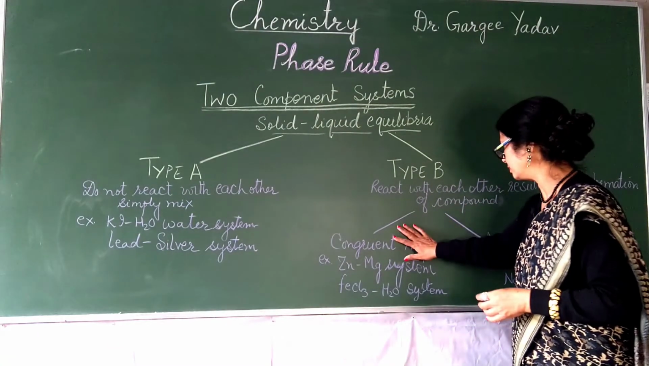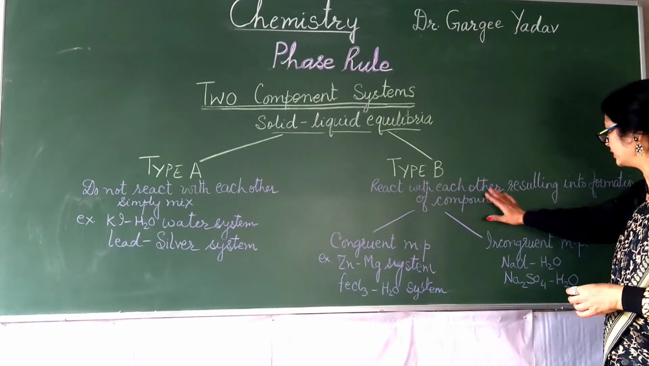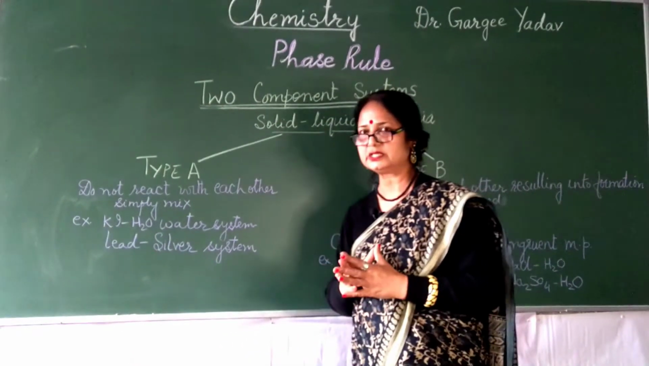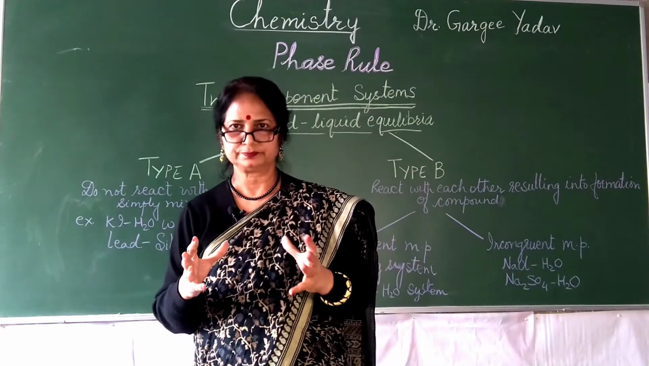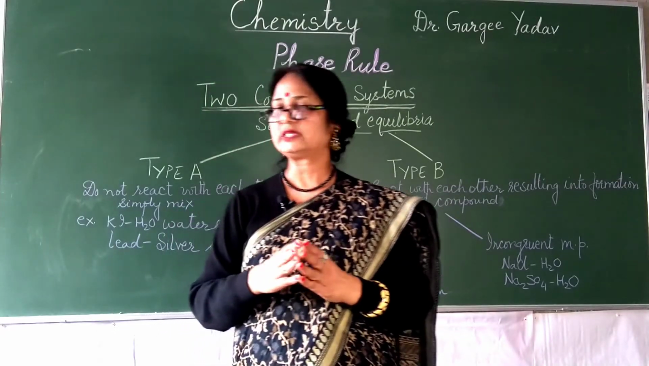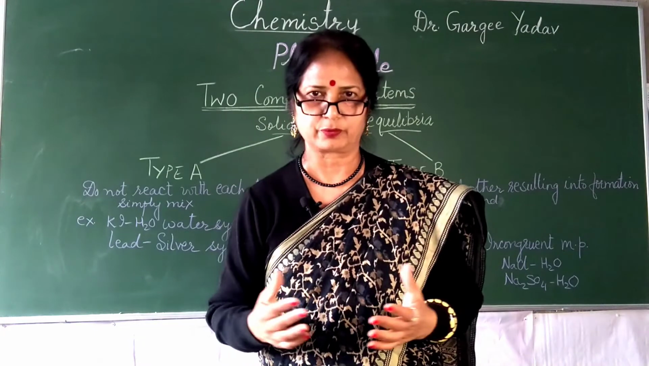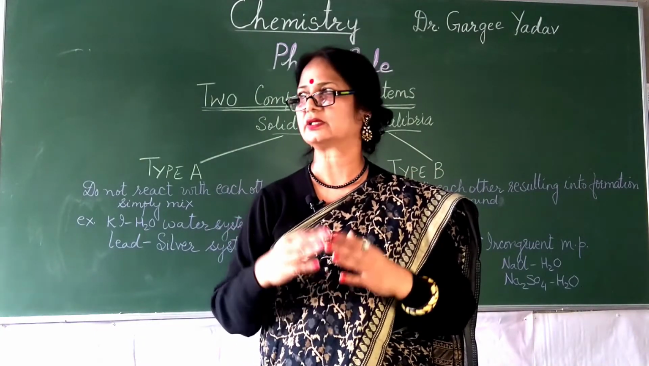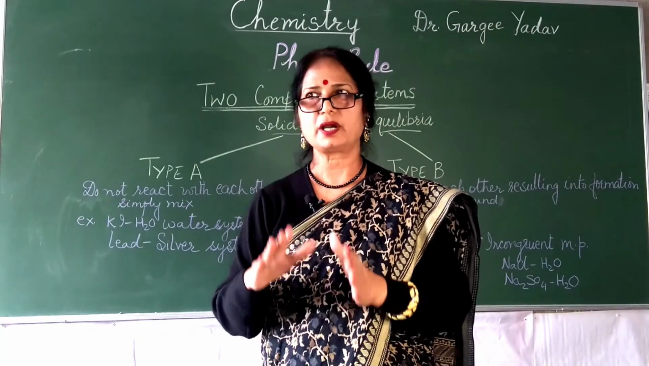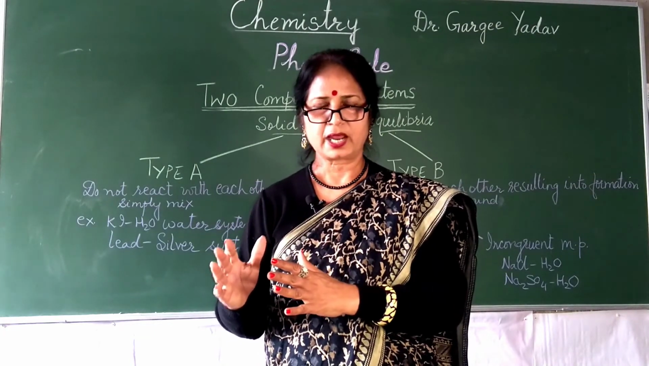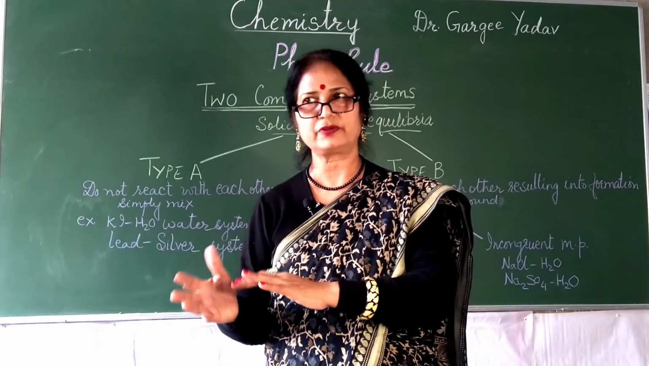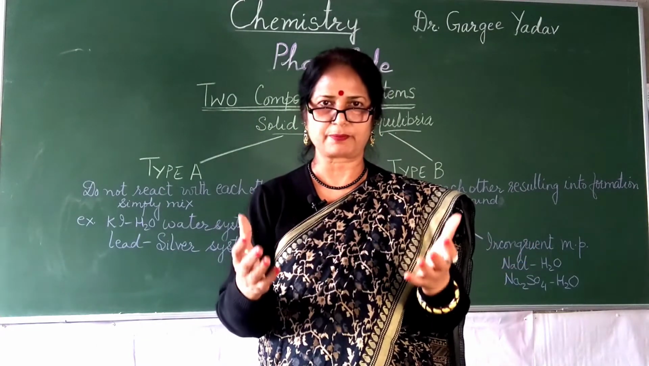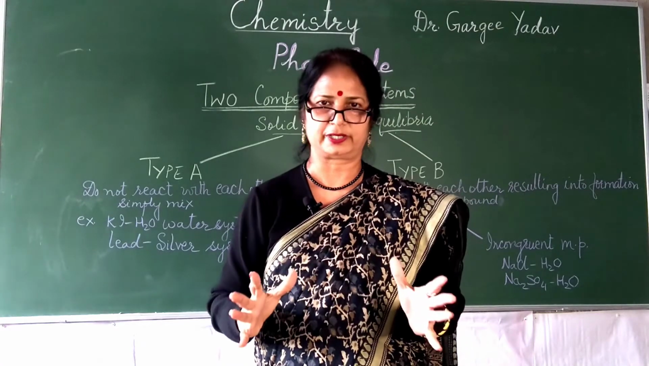Now what is the congruent melting point? As we have seen, the two components react with each other, resulting in the formation of a compound. This means a compound is formed and it is stable up to its melting point. When the temperature is increased and this compound melts, it forms a liquid, and the composition of this liquid will be the same as that of the solid. Then we say that the compound formed has a congruent melting point.